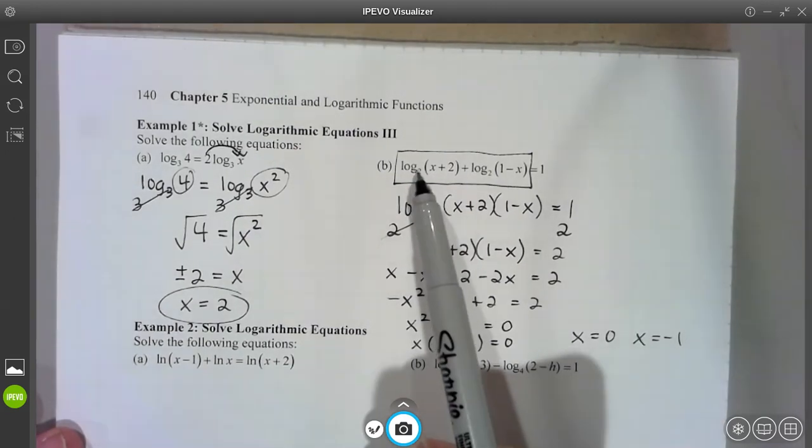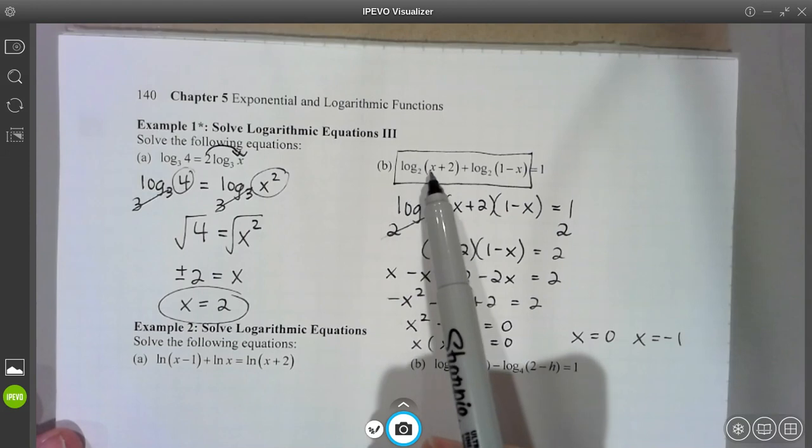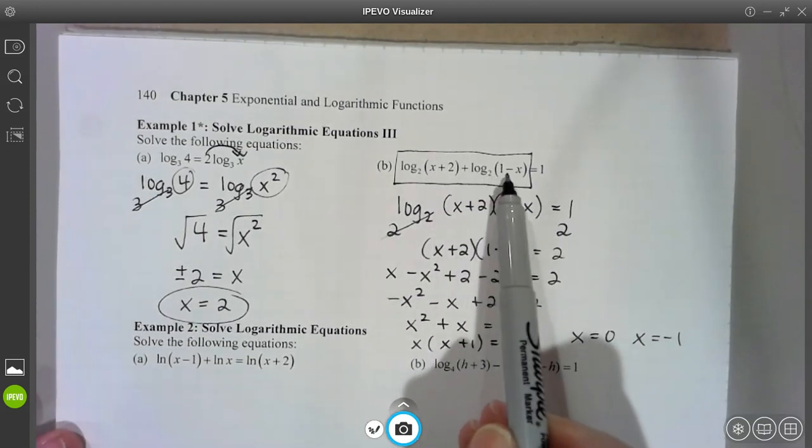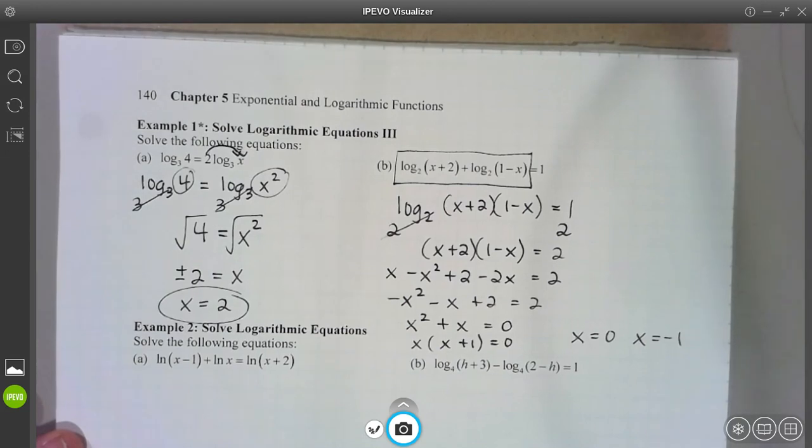So if x is 0, go back to the original, I'd be taking log base 2 of 0 plus 2, which is 2. Perfectly fine. Log base 2 of 1 minus 0 would be 1. Perfectly fine. 0 is a keeper.